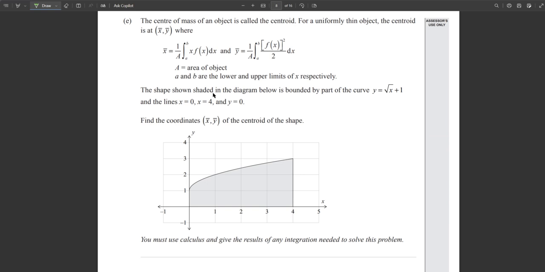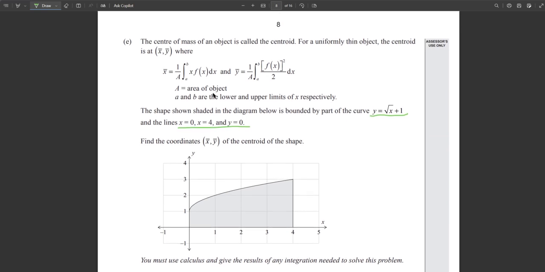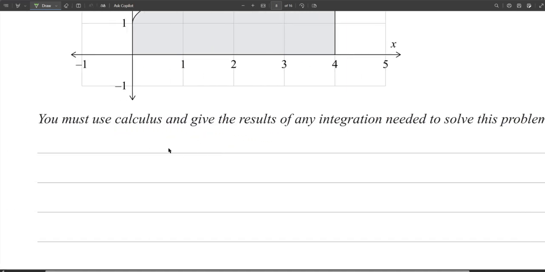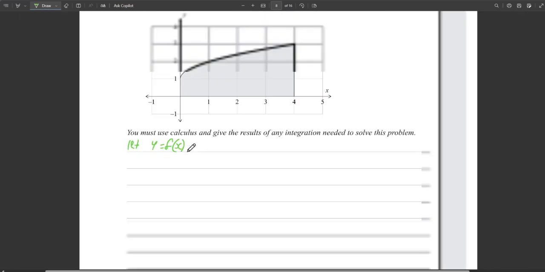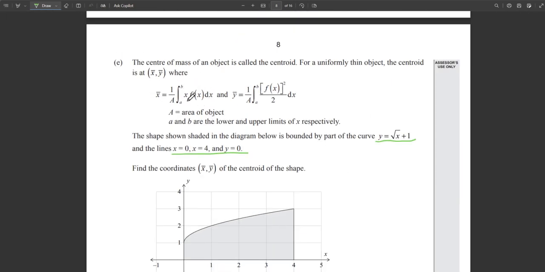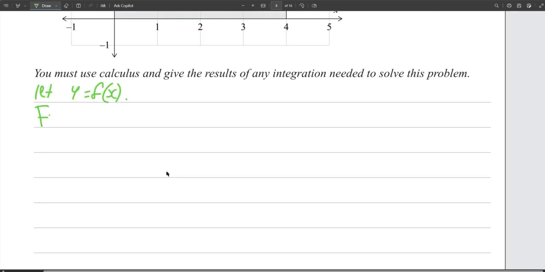Okay, this is our function here between x equals 0 and x equals 4 and y equals 0. Alright, so the first thing we should write is, let y equal f of x, right? And so our first step should be to find this area, right? So the area of this function here. So I'll just write finding a.